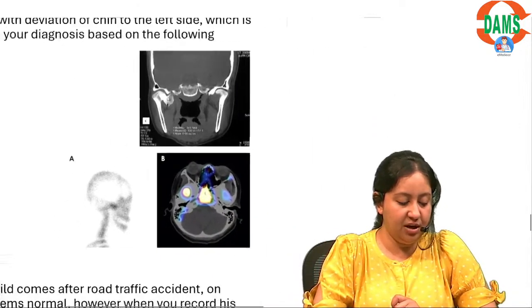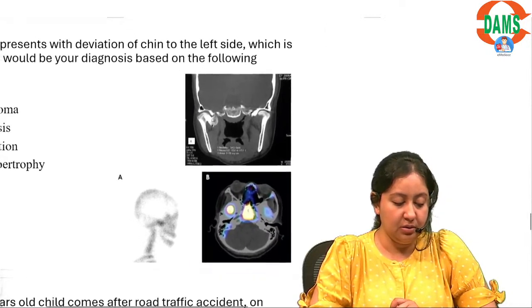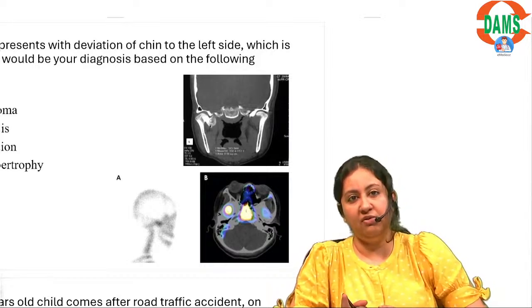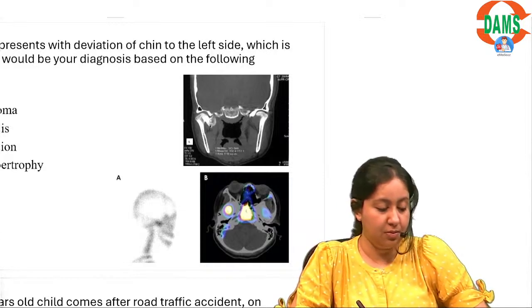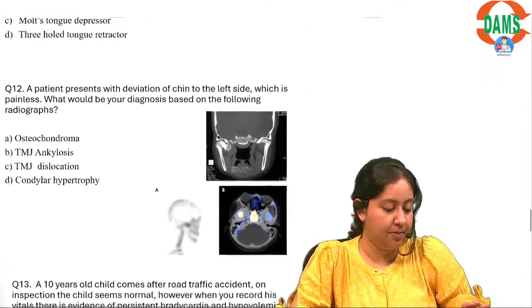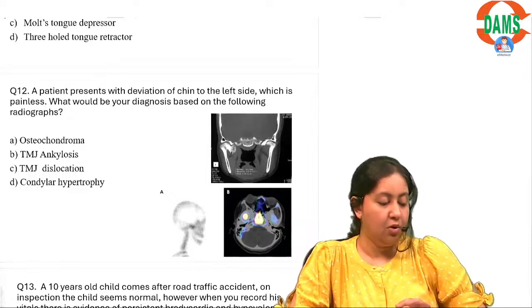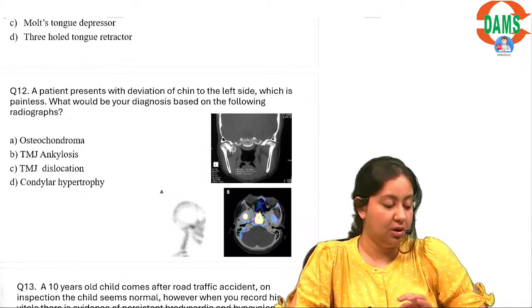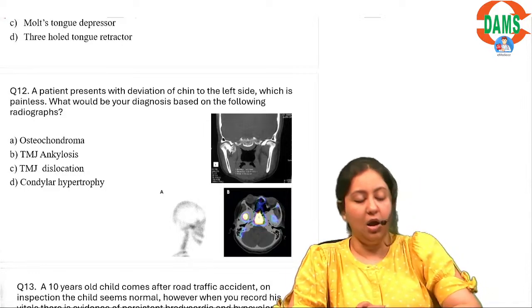I'll just shift the radiographs here. What would be your diagnosis? There is deviation to the left side of the chin, and your options are given. Options are osteochondroma, ankylosis, TMJ dislocation, and condylar hypertrophy.